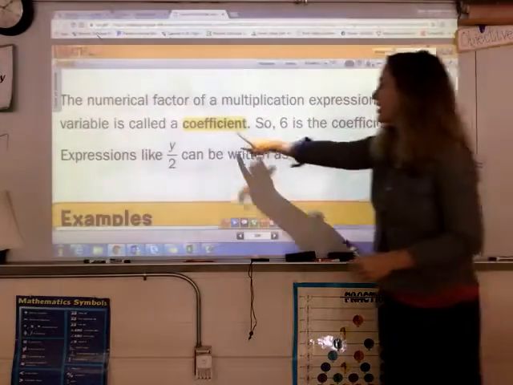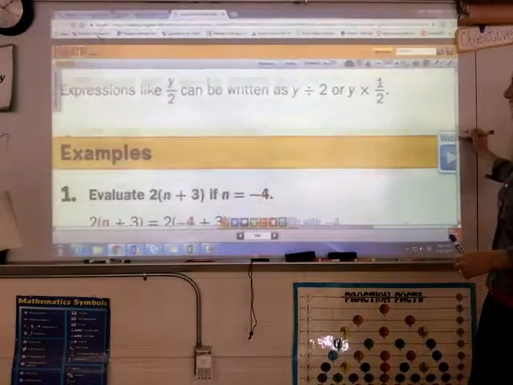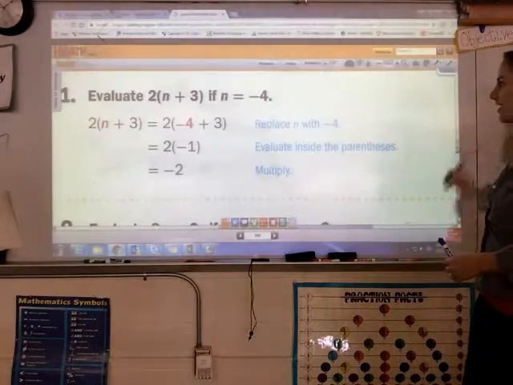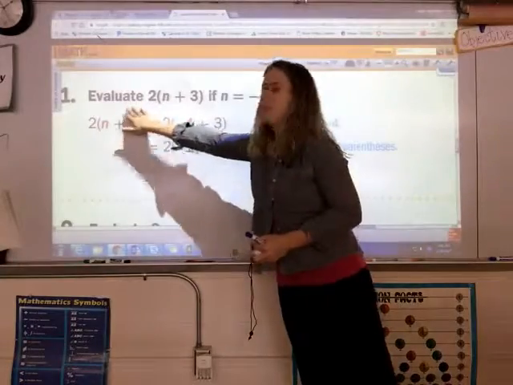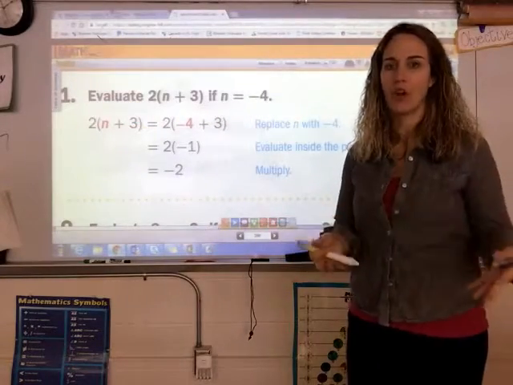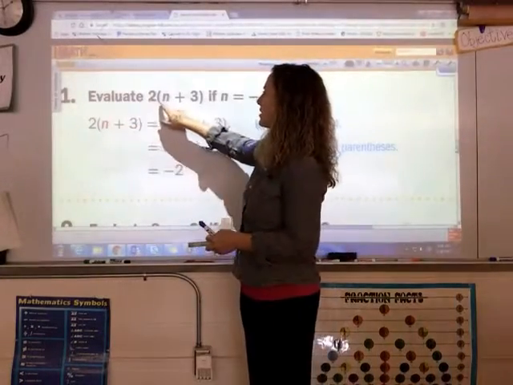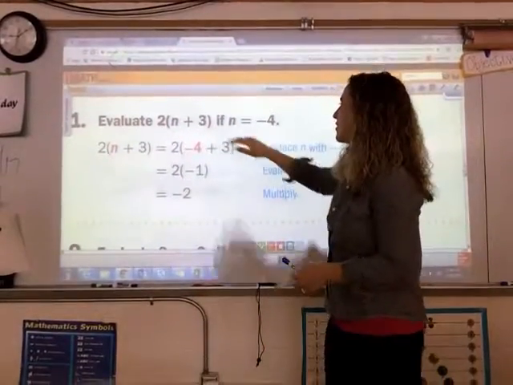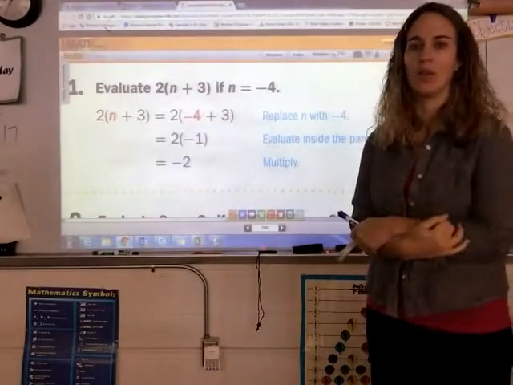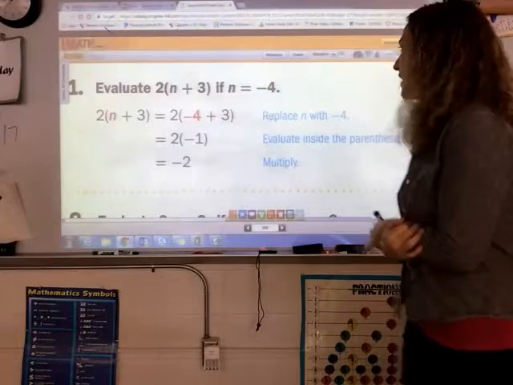Coefficient I talked about before, so we're going to talk a little bit about that again here. One of the things, like I mentioned before, is that you are going to be evaluating or solving for. So I'm looking at 2 times n plus 3. Then they're going to tell you what they want the variable to equal. In this case, they would like n to equal -4.